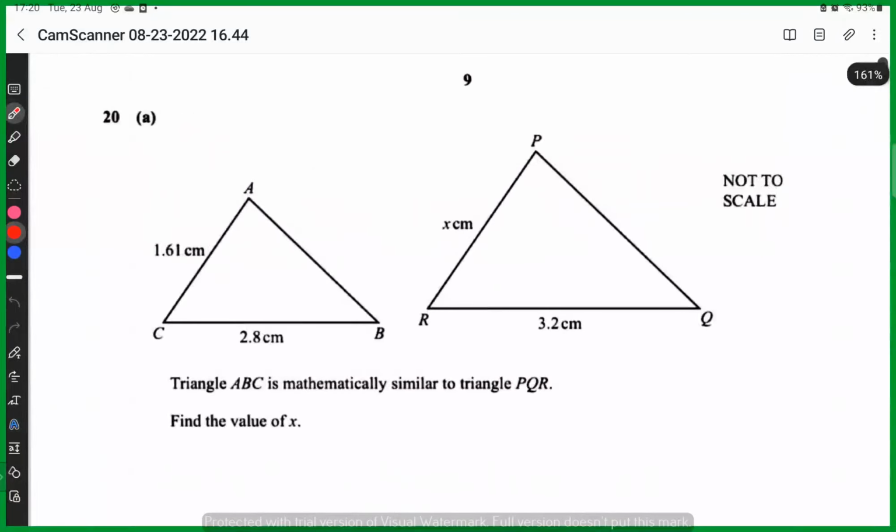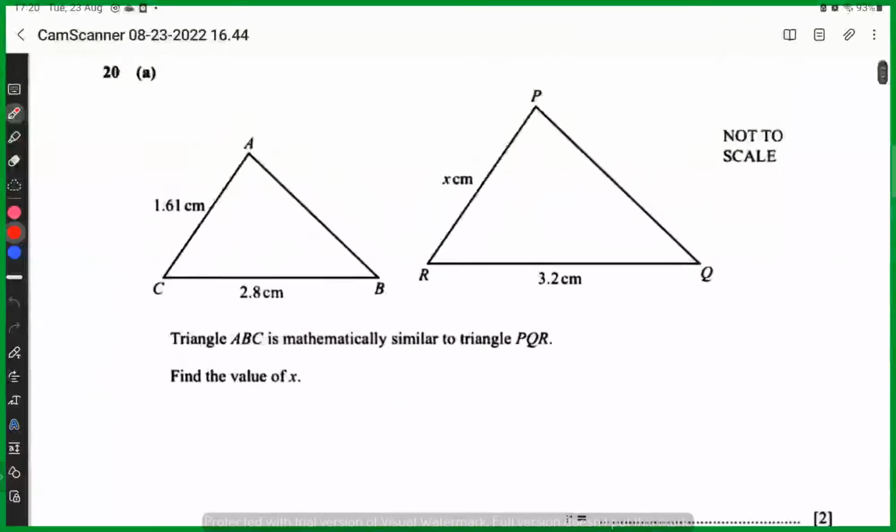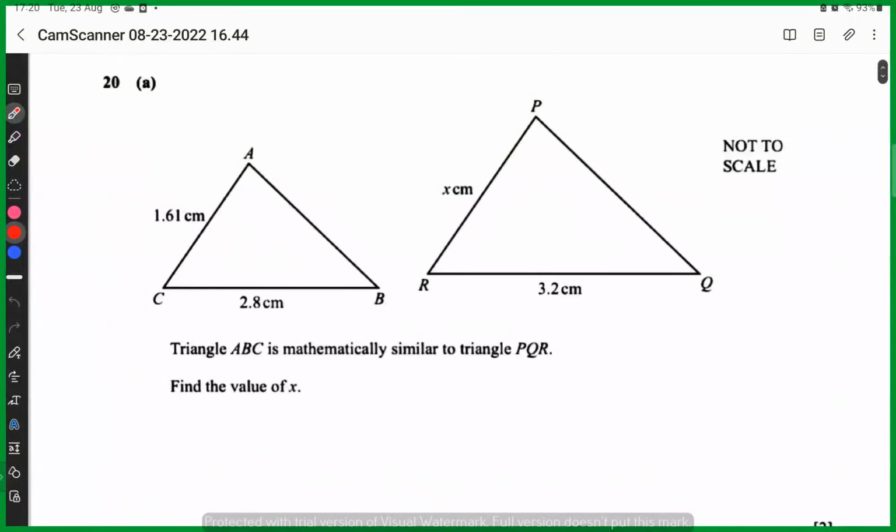Now this question is basically the 20th question about similarity. It says, triangle ABC is mathematically similar to triangle PQR. Now you have been told that the two triangles are similar. This is given. Find the value of x. It's very simple. What do we know? When two triangles are similar, their lengths have ratios. Yes, ma'am. We will take ratios. Very good. So we can do it this way: small divide by big. What would be the ratio? 2.8. Sorry, what have I done?